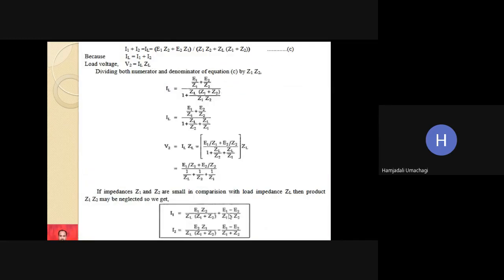Now, we know that E1 minus E2 whole divided by Z1 plus Z2 is nothing but IC, that is the charging current. So this charging current gets added for the first transformer and it is deducted from the second transformer. Getting added means the first transformer will have more burden and the second transformer will have less burden. That is the meaning.